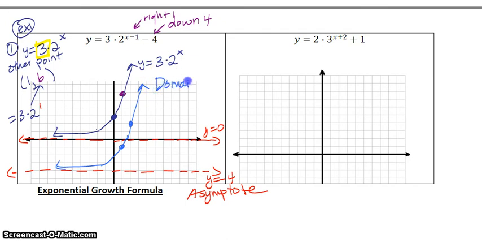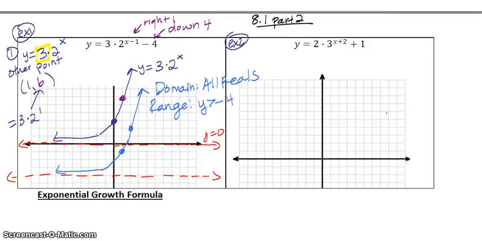Alright, the domain is still all reals. But if you look at the range, it has now shifted down 4, so I'm going to say y is greater than -4. That shifts with the asymptote. All right, tune in to part 2 to get the second example.